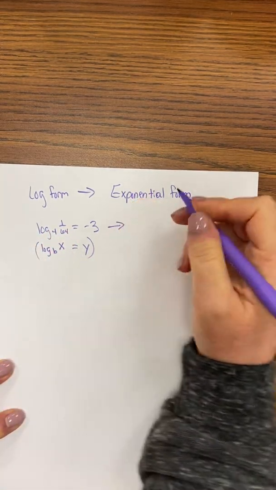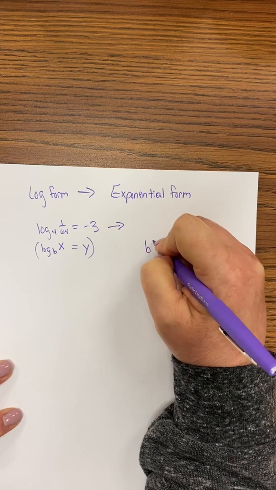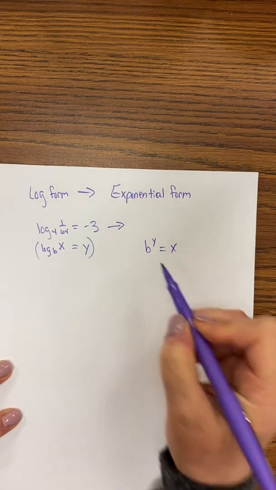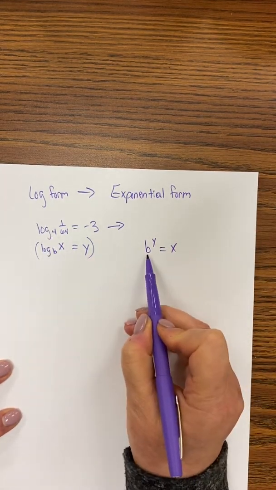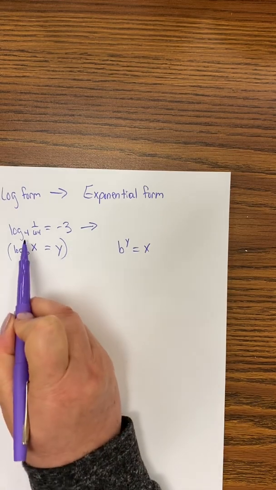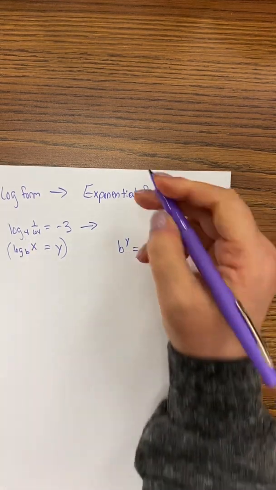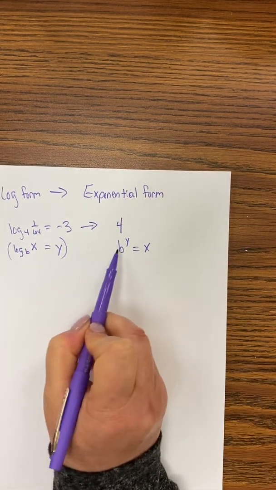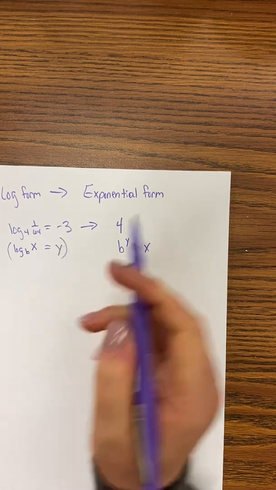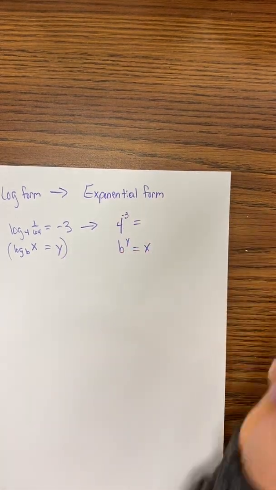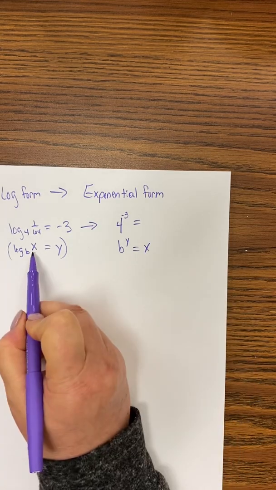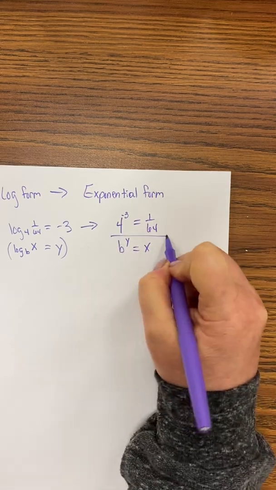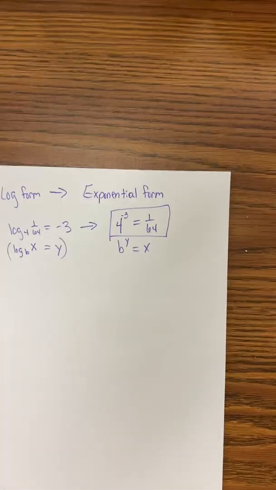And then we're going to go to exponential form, which is b to the y power equals x. So find everything over here. The b was the 4, so that's going to be the base now, there. Then y is this number, the -3, so that's going to be your exponent. And then x is the fraction here. And that is your answer in exponential form.